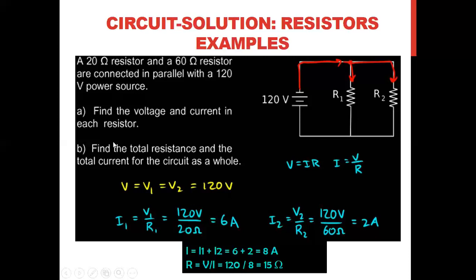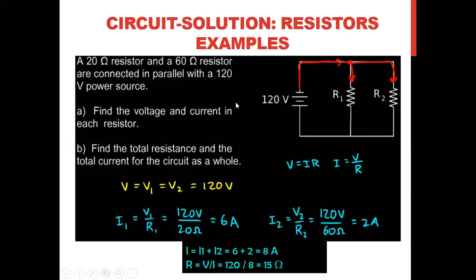Now, second question, find the total resistance and total current. Let us go for total current first. Total current I equals, it will be, here is I1, here is I2 coming back. So I1 plus I2, we know I1, we know I2. So just add up, 8 amperes.